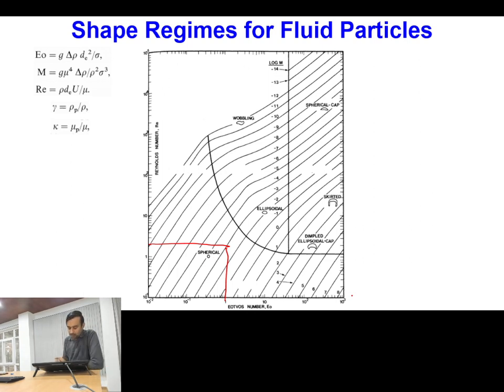In this particular region you can see the shape of the drop is purely spherical. Once you go to the regime of slightly higher Eötvös number and Reynolds number, when the Eötvös number is higher, what will happen? The magnitude of buoyancy forces will increase. If buoyancy forces are increasing, then ultimately the velocity of the bubble will increase. Once the velocity of the fluid particle increases, it will feel more resistance, and because of more resistance there will be deformation in its shape. Once it settles to this particular shape, it is called an ellipsoidal shape.